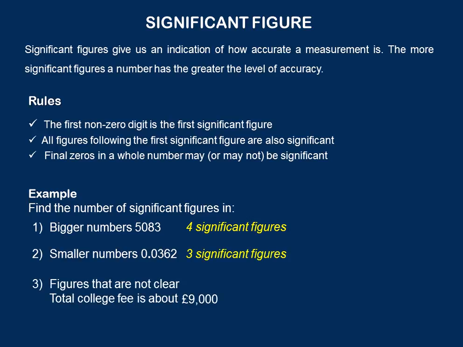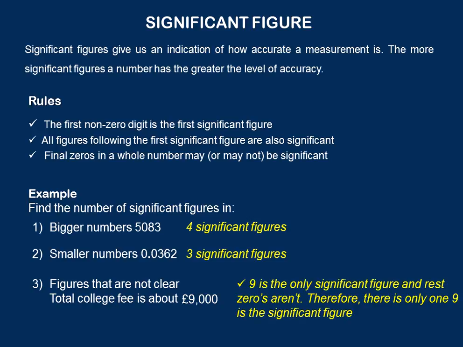Now we're going to look into two different situations, where one is a non-exact number and the other one is an exactly known number. The first one is a non-exact number: the total college fees are about 9,000. When you say about, we know that it's not exactly 9,000. The 9 is going to be the first significant figure, and the rest of the zeros are not. Therefore 9 is the only significant figure in that.